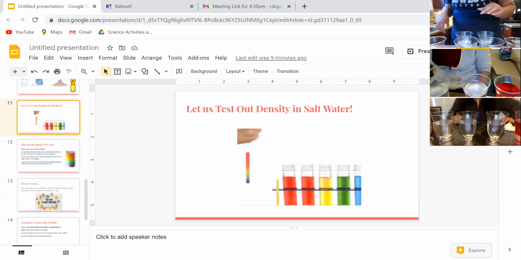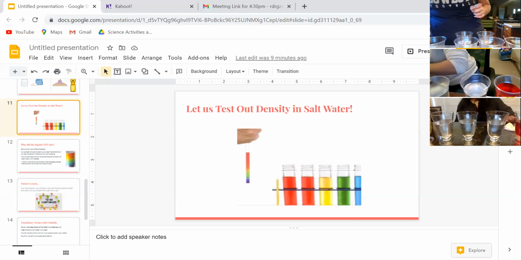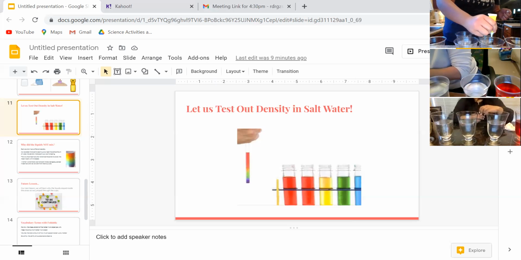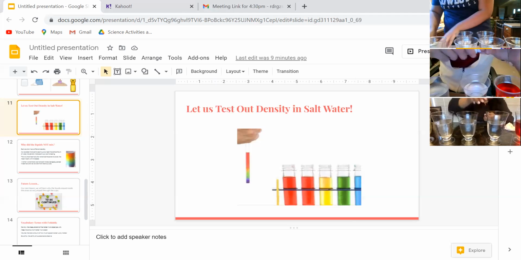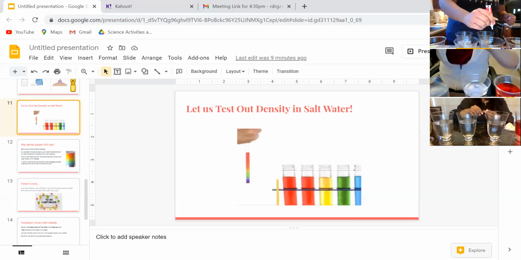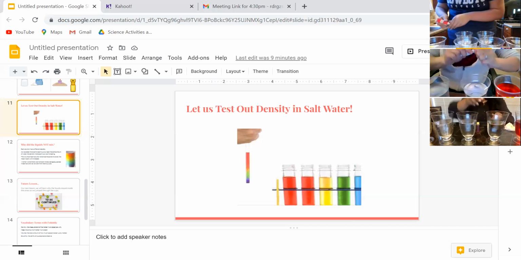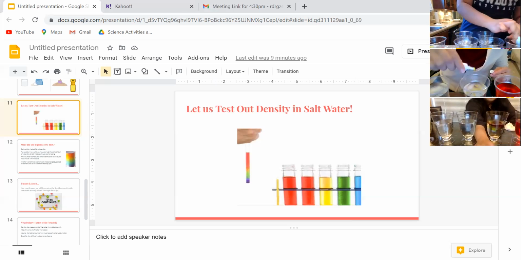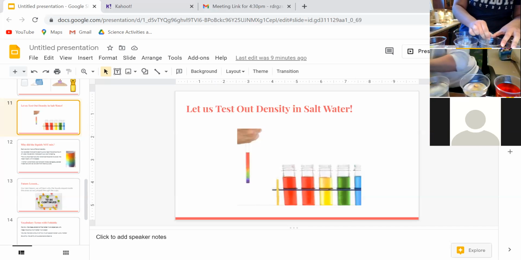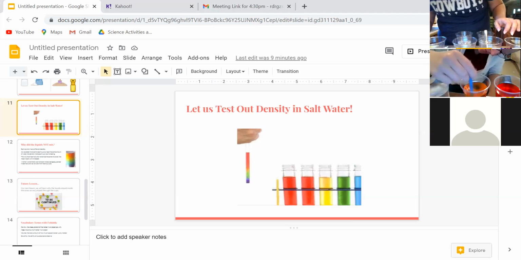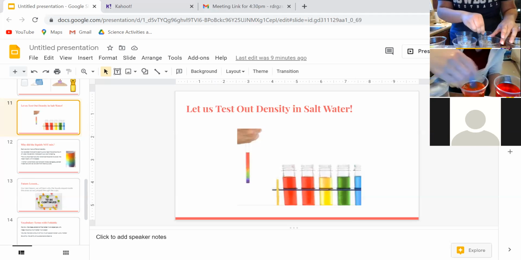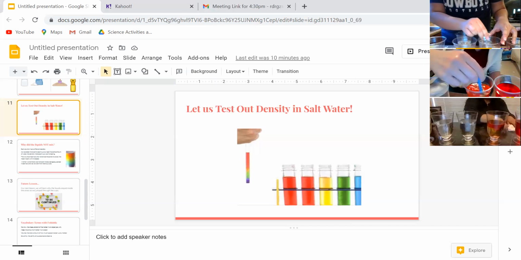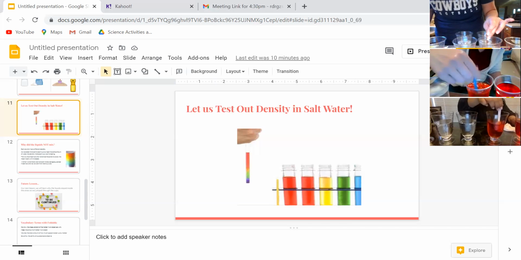And for our next cup, we're going to want to make the color orange. So we're going to want to combine yellow and red. Give that a stir. Stop. Sorry. Orange.